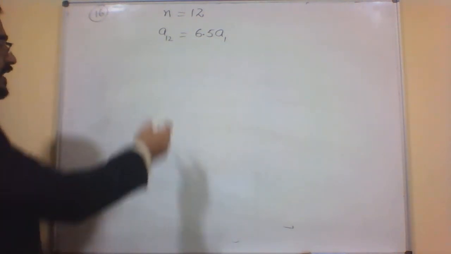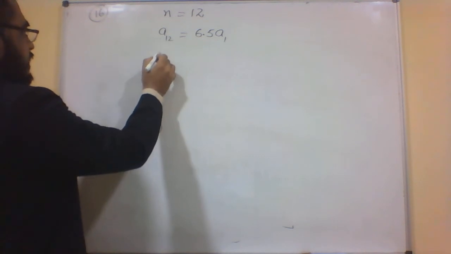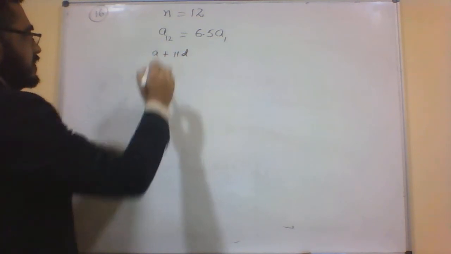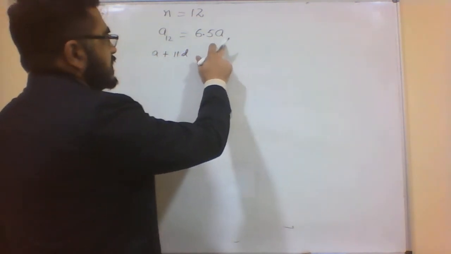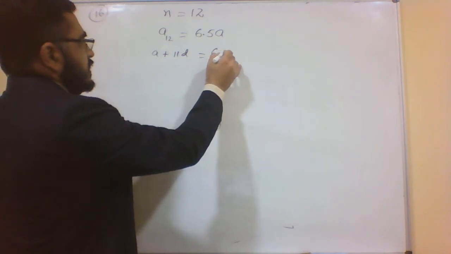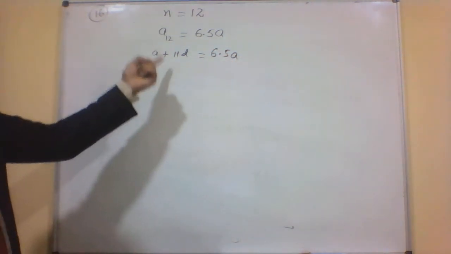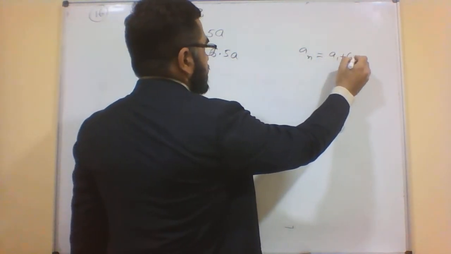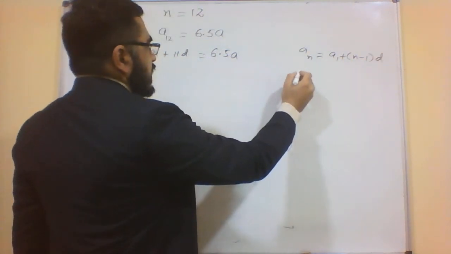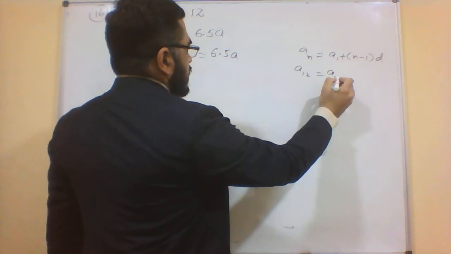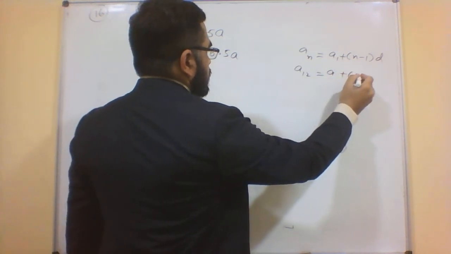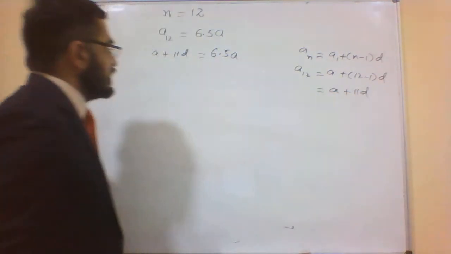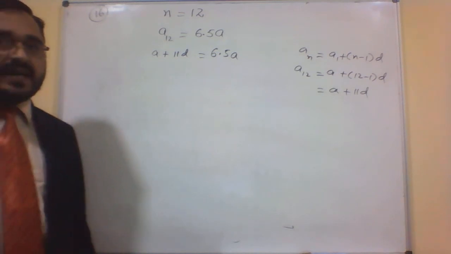Then this A12 we can write as A plus 11D. Here this is 6.5A. How is A12 equal to A plus 11D? You can see the general term is A1 plus n minus 1 into D. N is 12. Here A plus 12 minus 1 into D. That will be A plus 12 minus 1 is 11D. This A12 is A plus 11D.